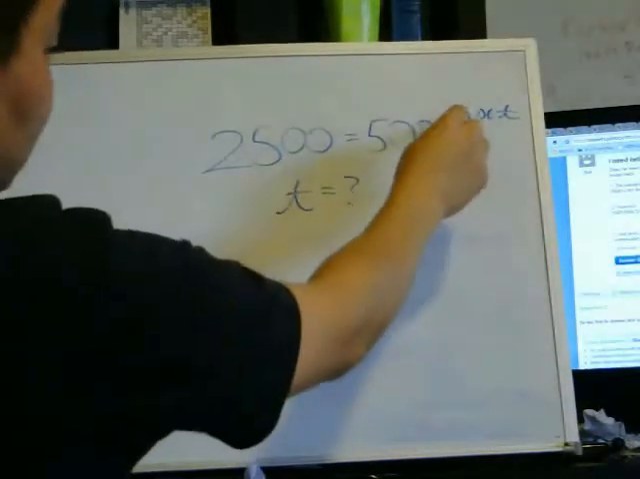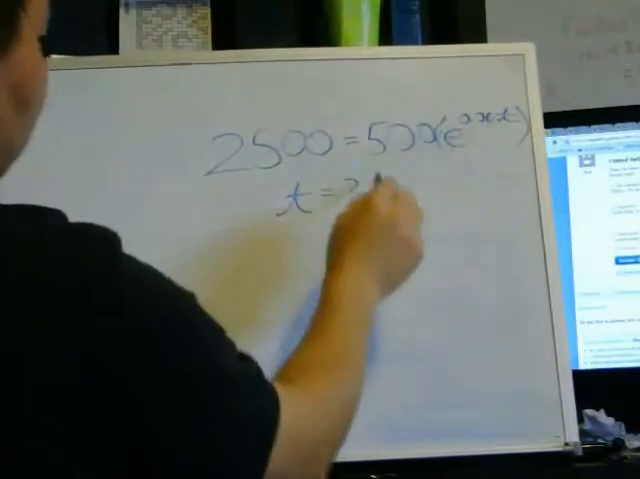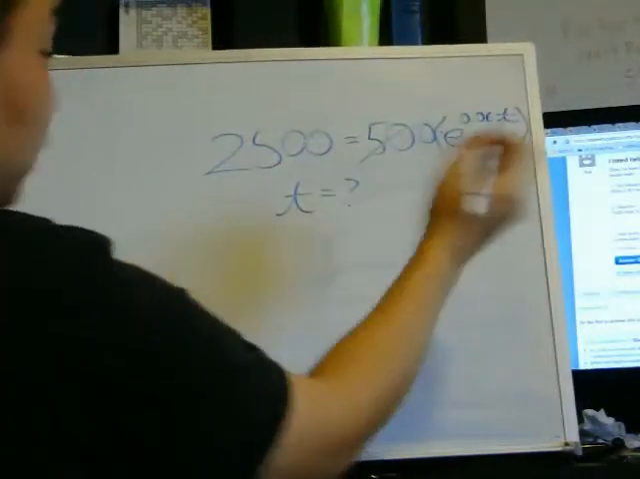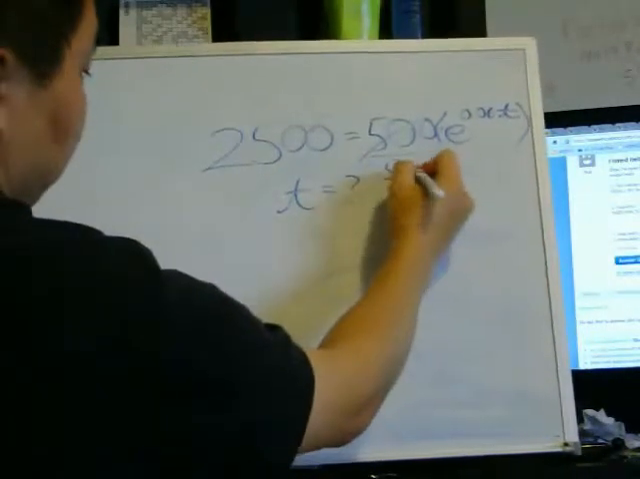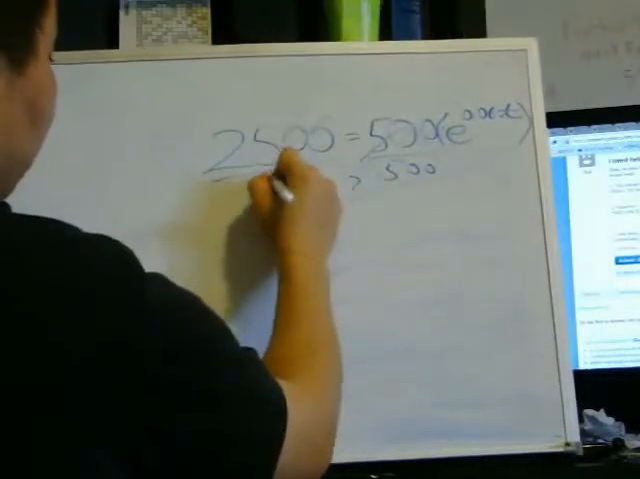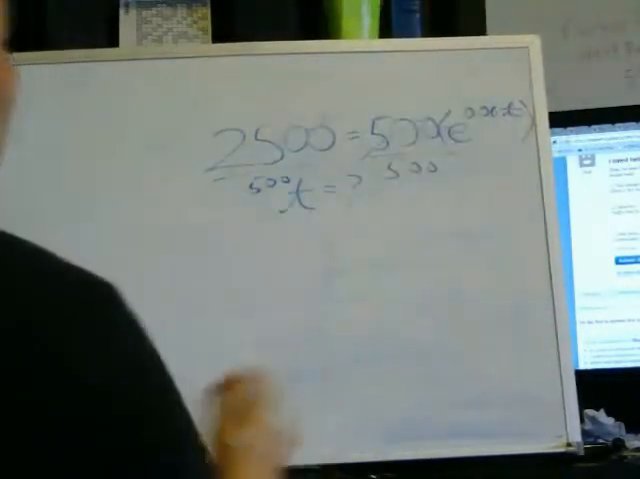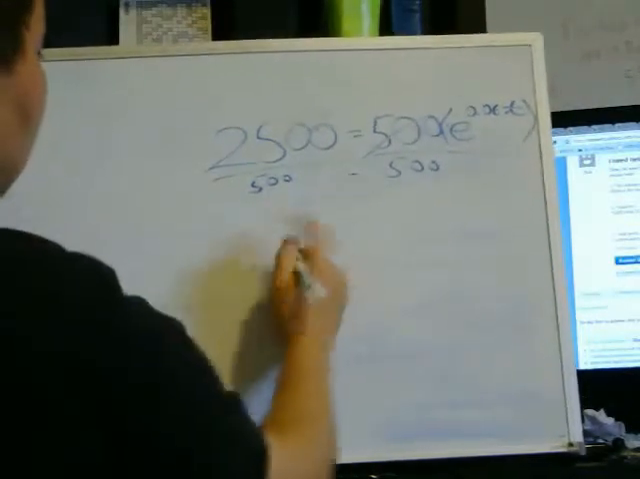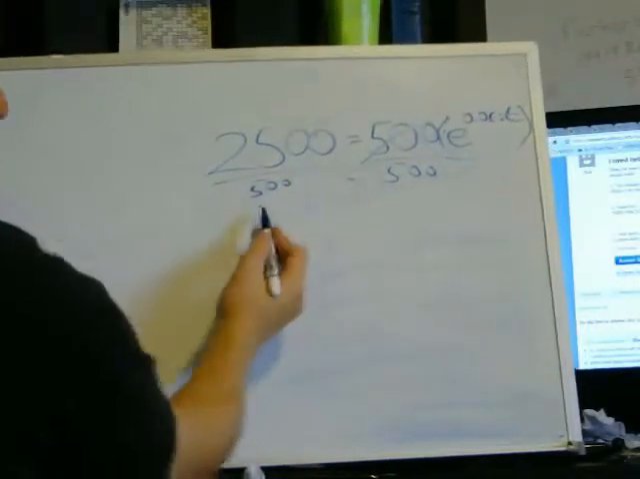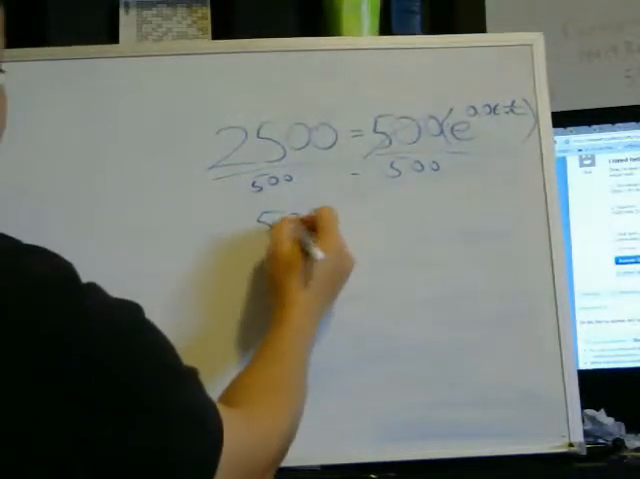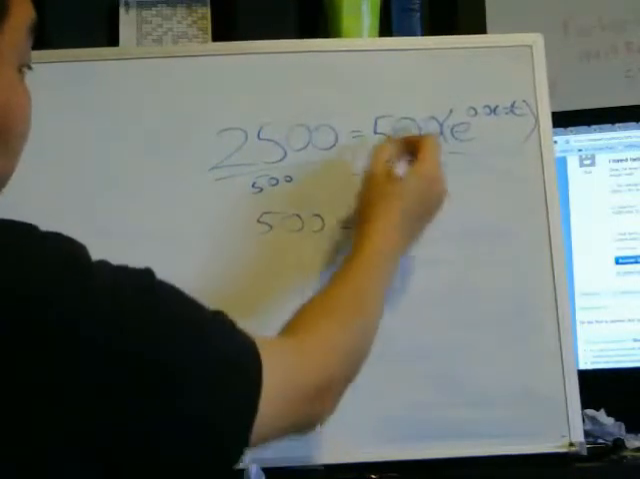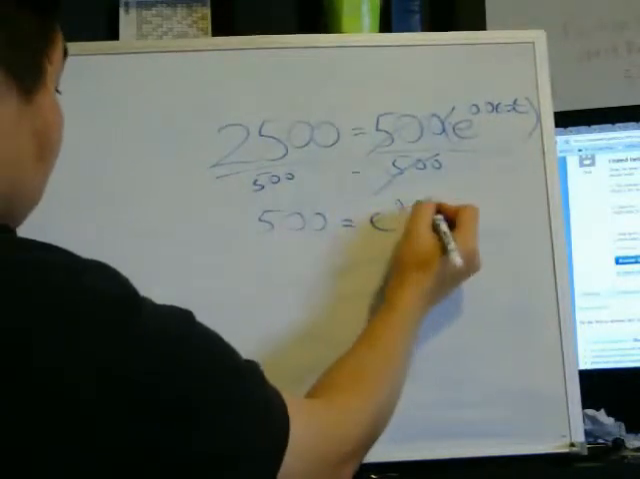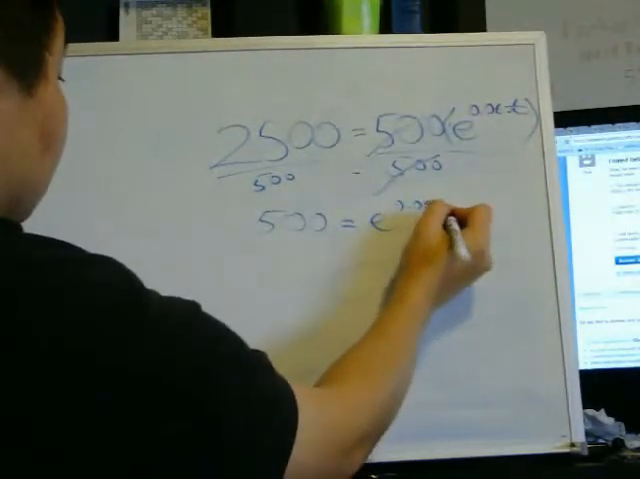First, what you want to do is separate that out, which means get rid of this 500. To do that, you just divide both sides by 500. So what you get is 2500 divided by 500 equals 5, the 500s cancel out here, so all you get here is e to the 0.06 t.